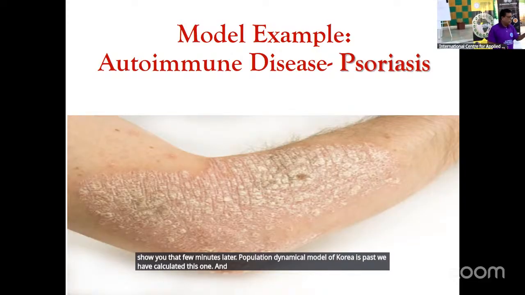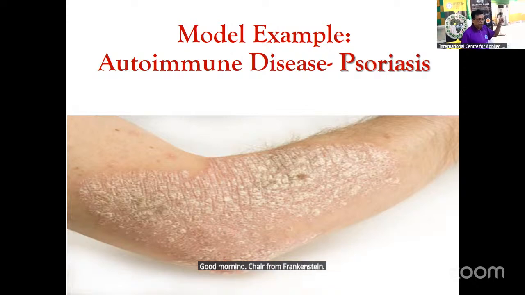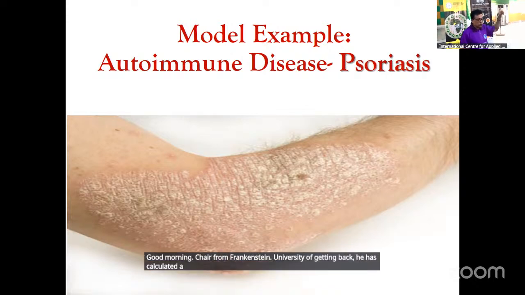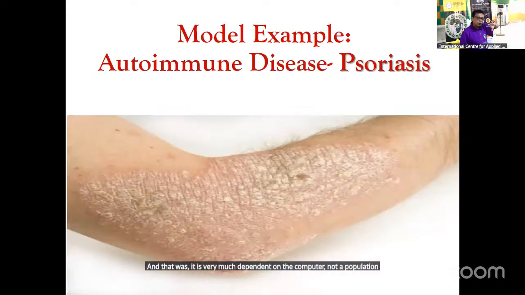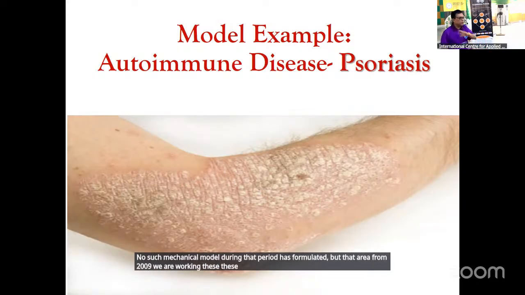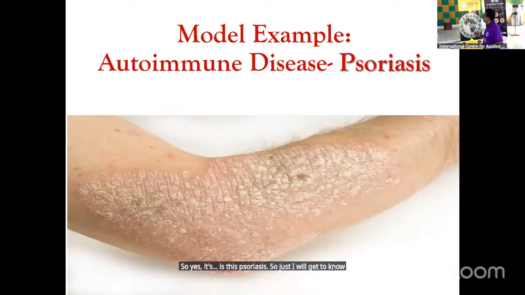Another model was shared by a professor from the University of Edinburgh, who formulated a mathematical model in 2008. That one was very much a density dependent work, but it was not a population dynamical model. No such mathematical model had been formulated during that period. But since 2009 we have been working on this disease. First we formulated and finally we completed the work that I will show you. So let me tell you what psoriasis is.